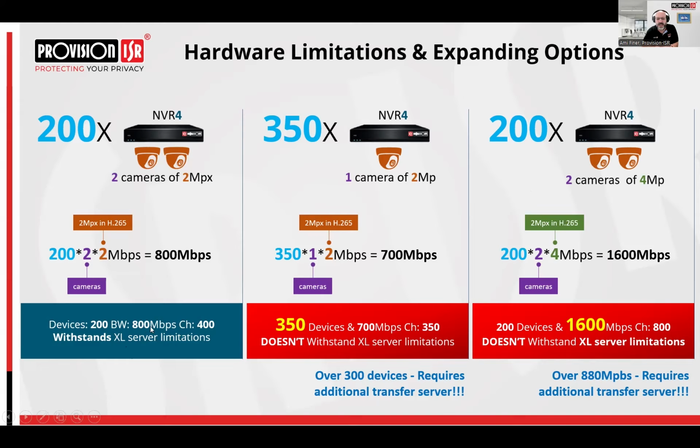In the next two examples, one of the figures, doesn't matter which one, exceeds the ability of the server. In example number two, instead of 300, we have 350 devices. It's more than what Excel can hold, and therefore you need help from a transfer server. In the last example, we have 1,600 megabits per second, more than what Excel gives us, 880, and therefore we need an additional transfer server. Hope it's clear now.